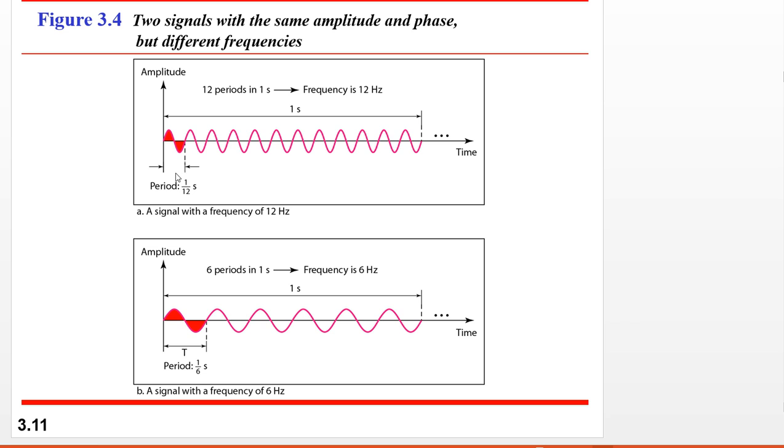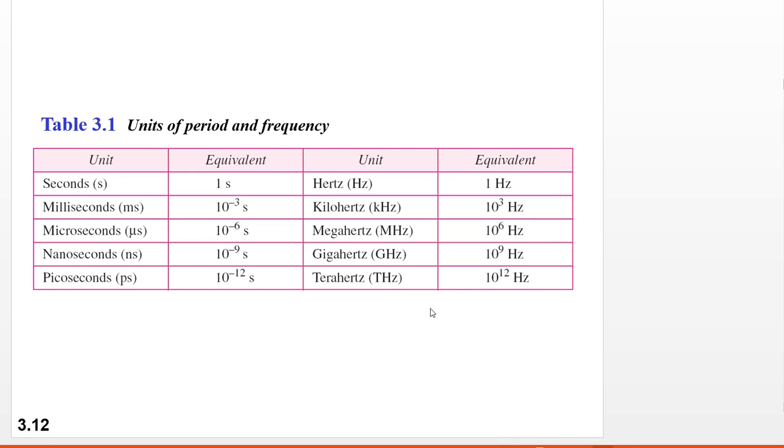If you calculate the period for this, how many periods are there within 1 second, that is 1 by 12 you will get, meaning 12 periods in 1 second. For that we can call the frequency 12 hertz, because 12 periods in 1 second, frequency is obviously 12 hertz. The second one has 6 periods in 1 second, so the frequency is 6 hertz. So this is how we can show periodic analog signals.